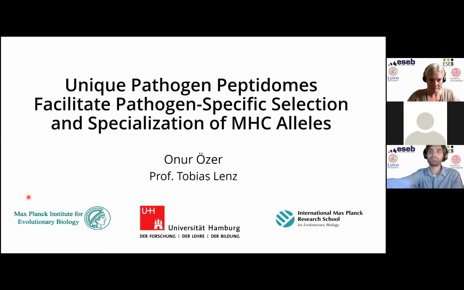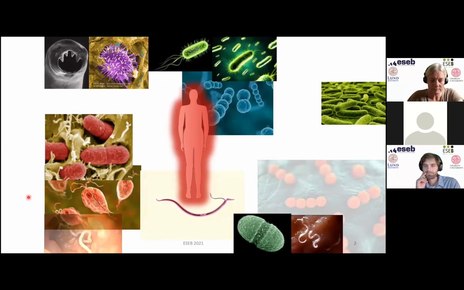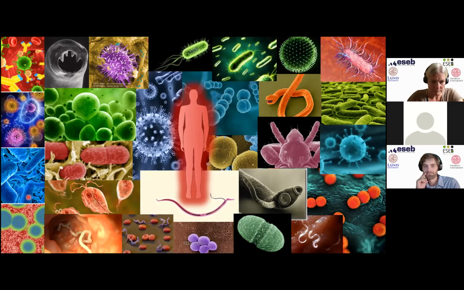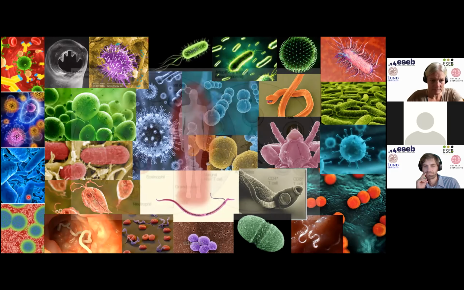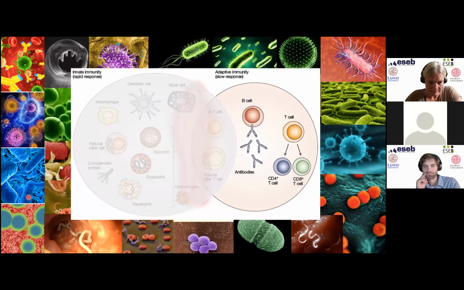So yeah, I will be talking about the diversity of pathogens and how this diversity in turn shapes and affects our immune diversity. Now, humans, just like any other organism, live under the constant assault of many diverse pathogens. And of course, our main defense mechanism is our immune system. My research is more focused on the adaptive side of this immunity, and more specifically the MHC genes.